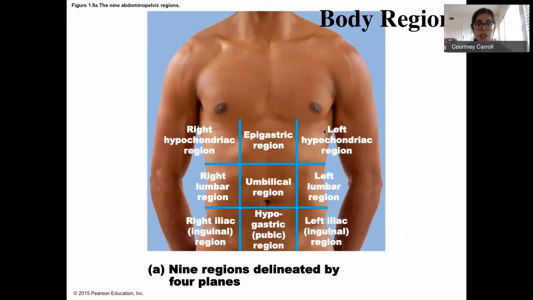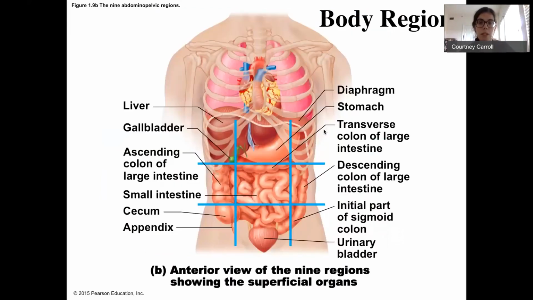Same with body regions. For body regions, I'm not going to test you on this too much. You might see maybe one question, but epigastric is going to be up, umbilical is going to be in the middle, hypogastric or pubic is going to be low. And then you've got the iliacs, the lumbar, and the hypochondriac. So those are your body regions. And this is where the organs are in some of those body regions.